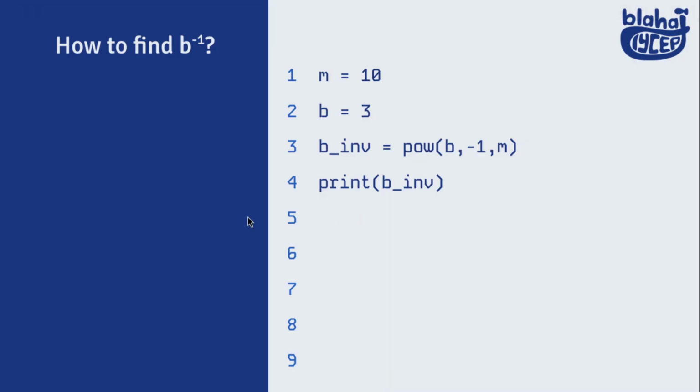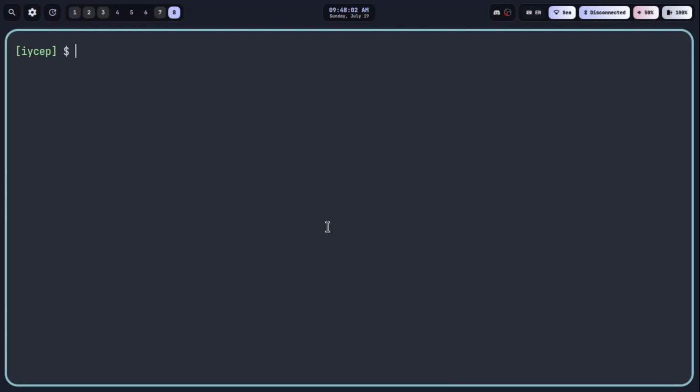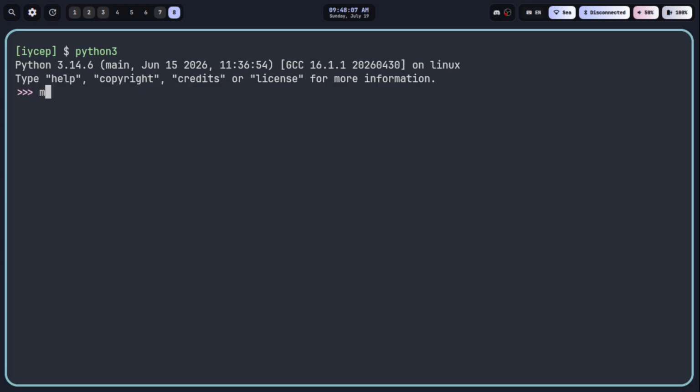So as a quick demonstration, if you were to open a Python shell, let's say our modulus is 10 and let's say b is 3. In order to find the inverse, one of the first few ways is that you can just try 3 times 1, 3 times 2, 3 times 3 until you find one where 3 times the number mod 10 is 1. So we can just slowly iterate 3, 4, 5, 6. But this is very long-winded and it's not really the ideal way.